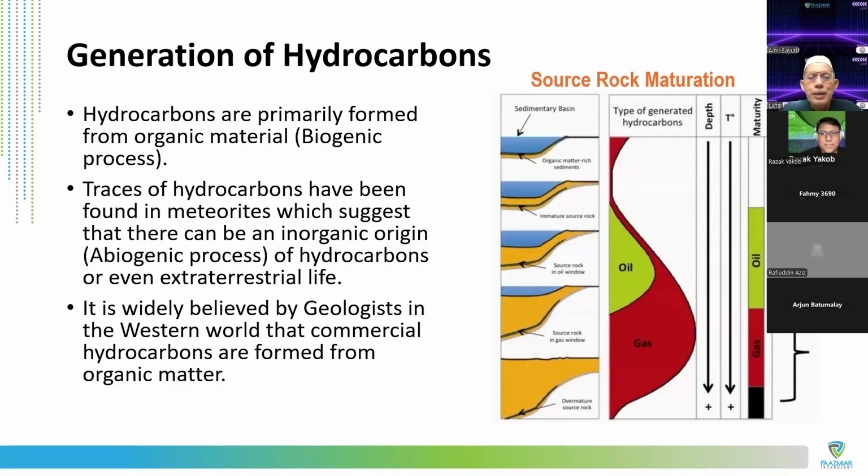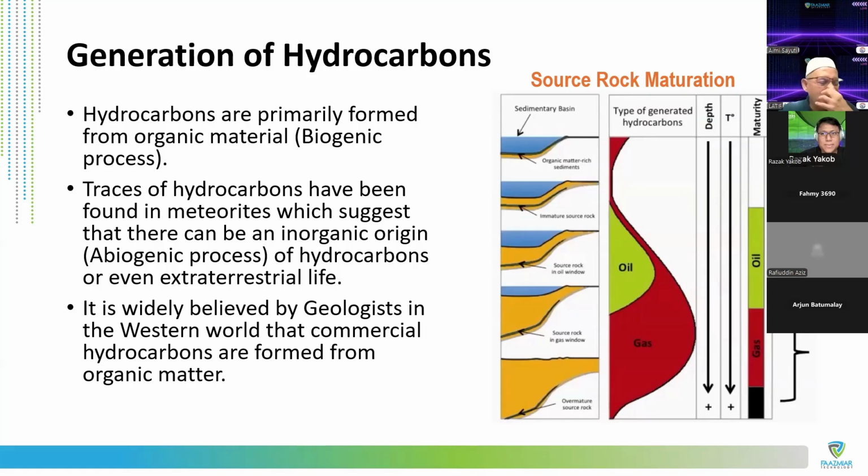So hydrocarbons are primarily formed from organic material. Organic means coming from plants and animals. Something that has components of carbon and hydrogen is organic material. So traces of carbon have been found in meteorites, which suggests that there can be organic material or hydrocarbon, or even something that came from outside.